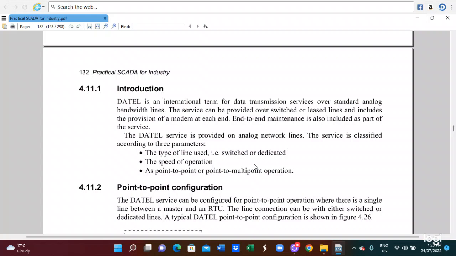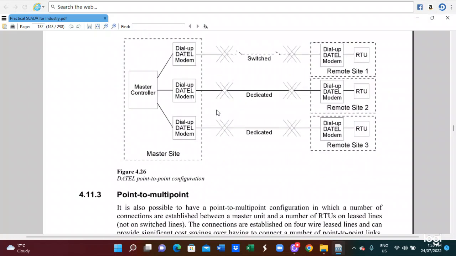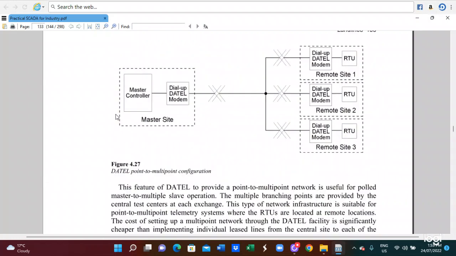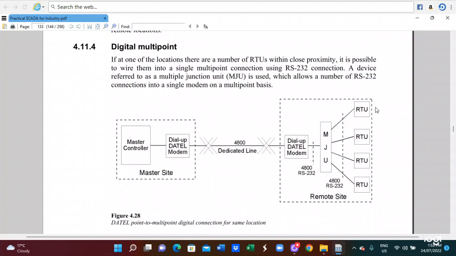Data is an international data transmission service over standard analog bandwidth line. So this is a wide-to-wide configuration: master controller, modem, and the switching line, also RTU. So this is the arrangement of the wide-to-wide configuration. So this is the point to multipoint configuration. The master side connects to the RTU unit by using the configuration. This is a digital multipoint arrangement.